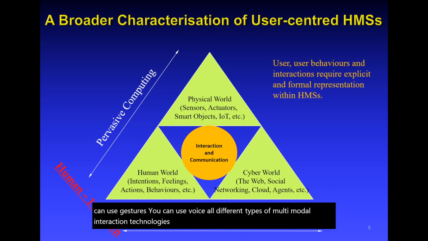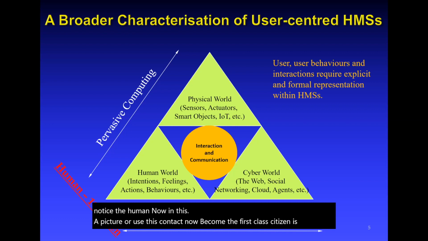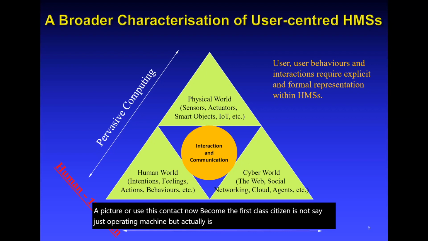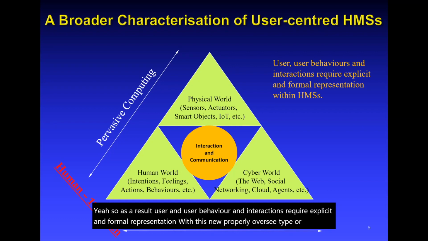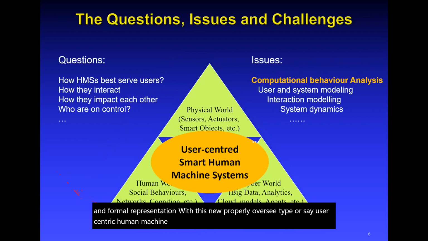And the most important, I would say, is that the human in this context has now become a first-class citizen. It's not just operating a machine, but is actually a part of the whole system. As a result, users and user behavior and interactions require explicit and formal representation in this new type of user-centered human-machine system. And this will bring a whole raft of new research questions, issues, and challenges.